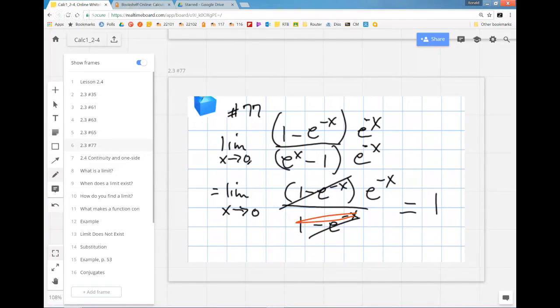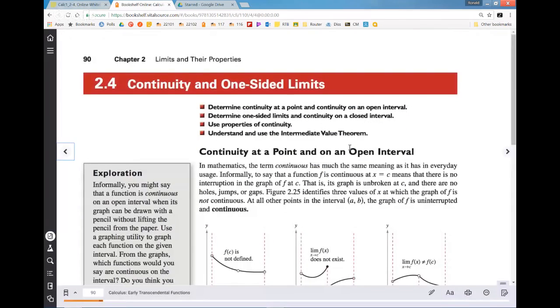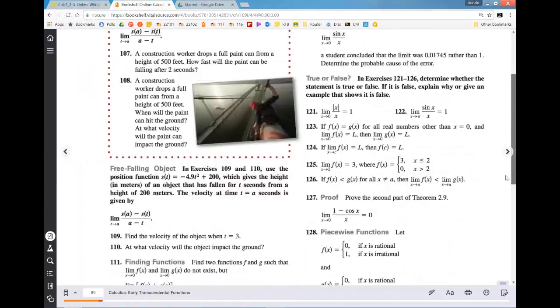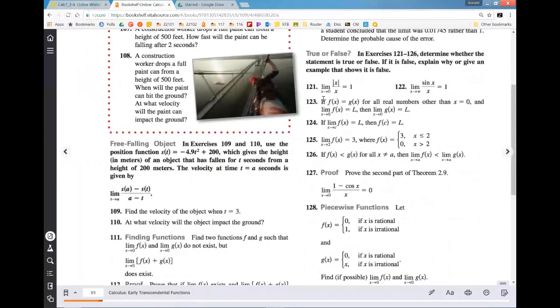I just wanted to make this comment too. Let me go back to the 2.3 lesson. Part of the assignment was these true false at the end here, 121 through 126. You need to make sure you do those and that you get them. So for example, number 124, let's take a look at that one. They're telling you the limit of f of x as x approaches c is L. Now, is it mandatory that f of c be L?